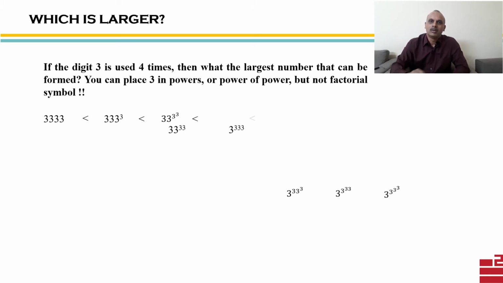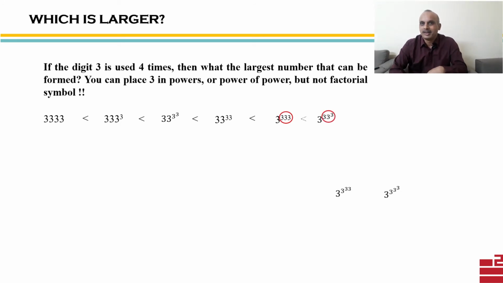And so now we are able to arrange these first 5 numbers in the increasing order. Next pair, 3 to the power 333 versus 3 to the power 33 cube. In these two numbers, please realize that the bases are same, 3 here, 3 here. So what we should do now is just compare the powers, 333 versus 33 cube. And now we should realize that 33 cube is obviously more than 333. Therefore, the order is already set.